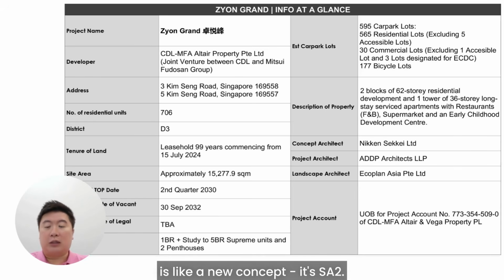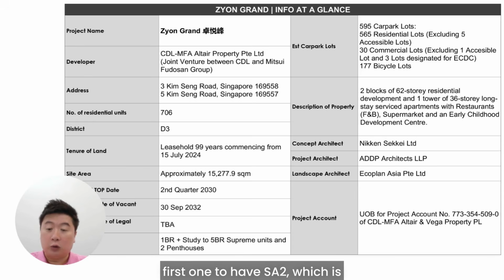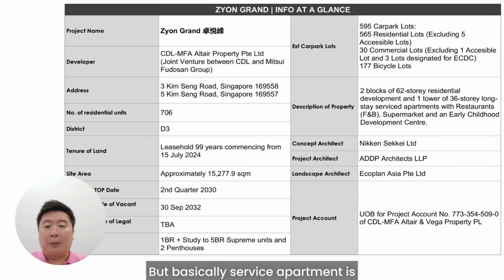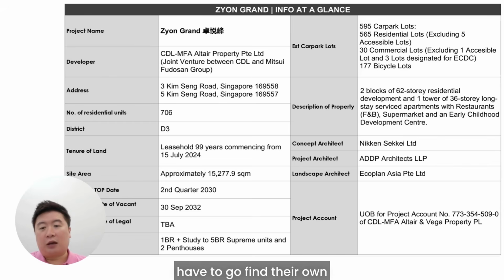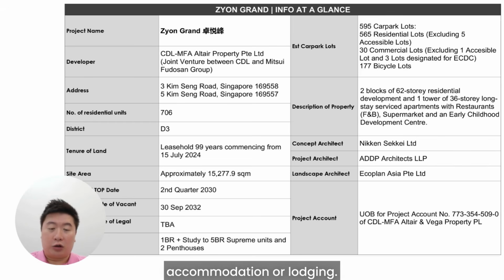Okay, now there's two blocks of 62 story and one block of 36-story long stay service apartment. So the long stay service apartment is like a new concept, SA2. In fact, this project is the very first one to have SA2, which is basically minimum 3 months stay rather than minimum 7 days. But basically, service apartment is sort of like an accommodation that companies use for their expats, and after the service apartment period is over, the expats then have to go find their own accommodation or lodging.